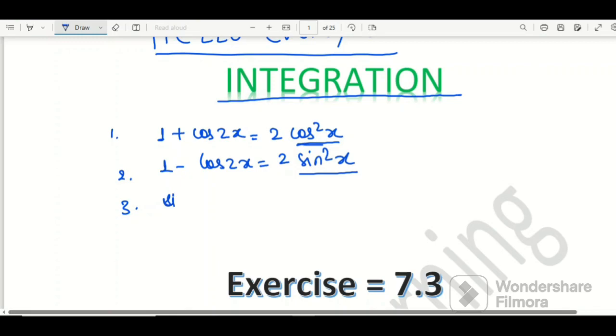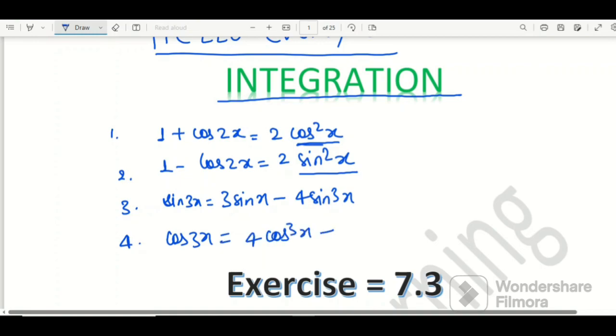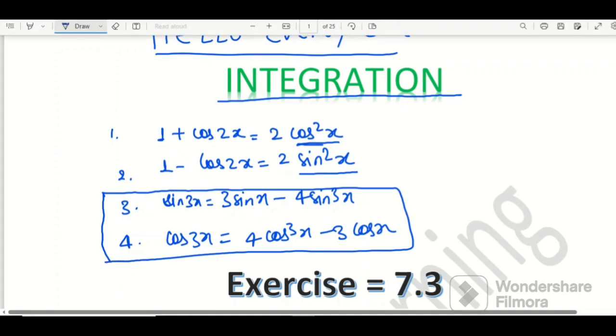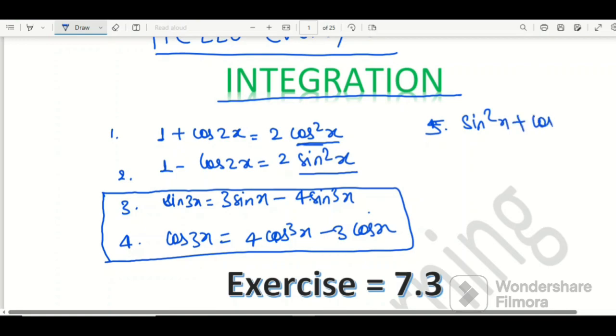Third is sin 3x equals 3 sin x minus 4 sin cube x, and then fourth is cos 3 theta equals 4 cos cube x minus 3 cos x. So we'll use these two identities to integrate expressions consisting of sin cube x or cos cube x. Fifth identity is sin square x plus cos square x equals 1. We'll replace 1 with this sin square x plus cos square x.